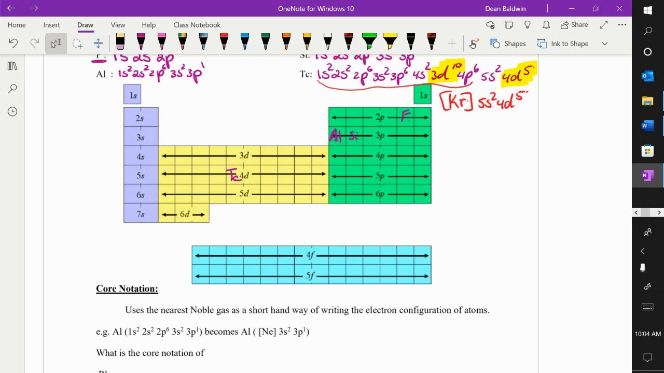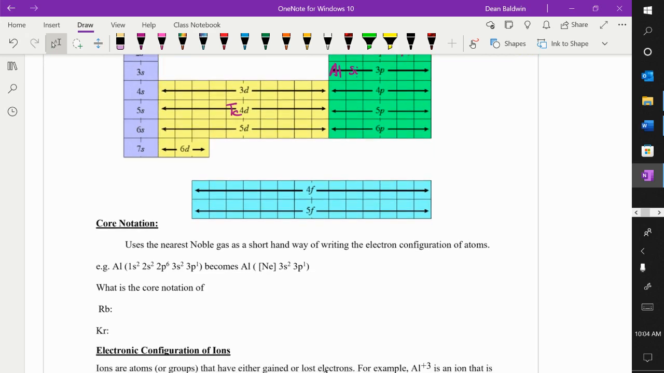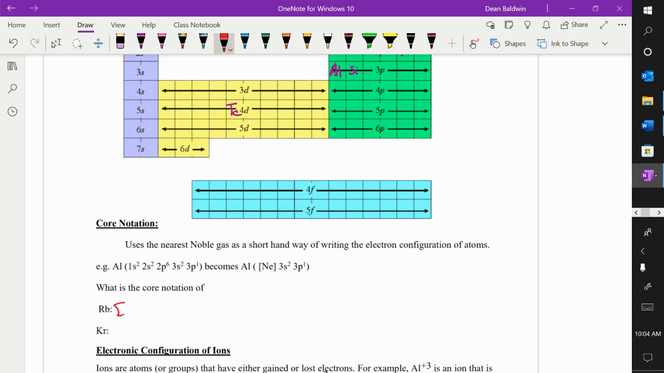So rubidium, if you go to the bottom here, Rb on your periodic table is right here. The nearest noble gas is krypton. So for that one, you just write Kr in brackets, and then what do I write? 5s1. That saves you having to do a whole bunch of stuff.